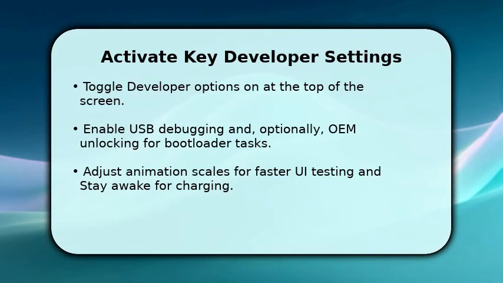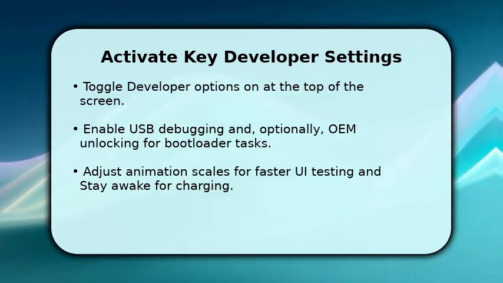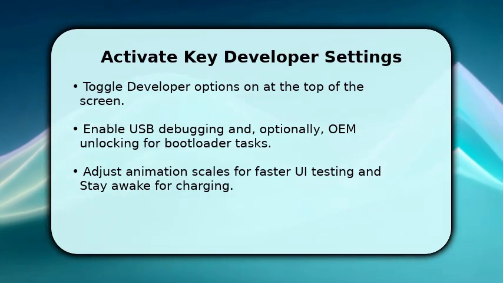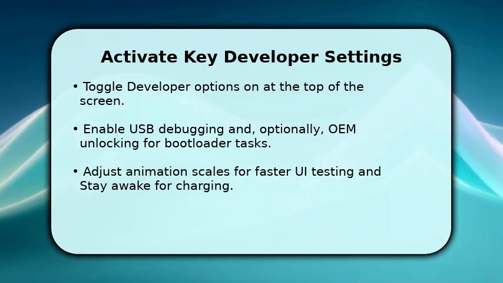Once developer options are visible, switch the main toggle to on so individual settings become editable. Next, enable USB debugging to allow ADB connections. If you plan to flash or unlock, enable OEM unlocking, but note this may void warranties.